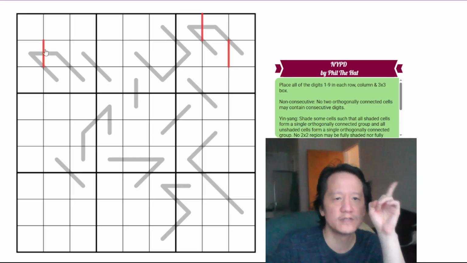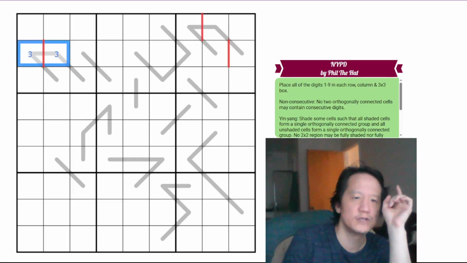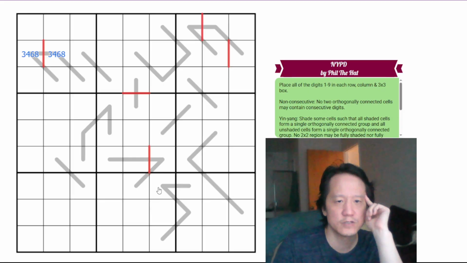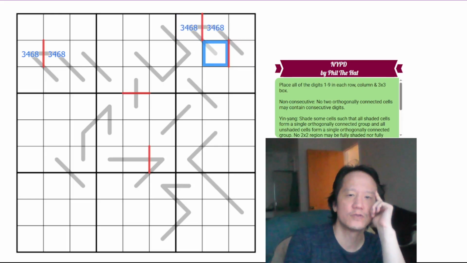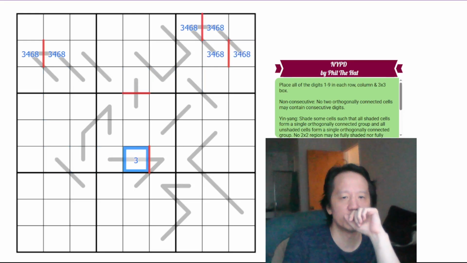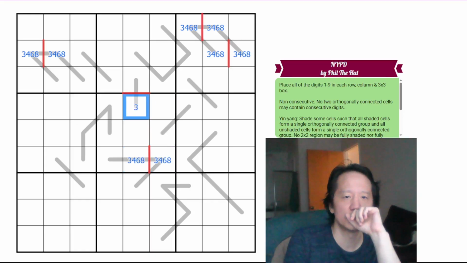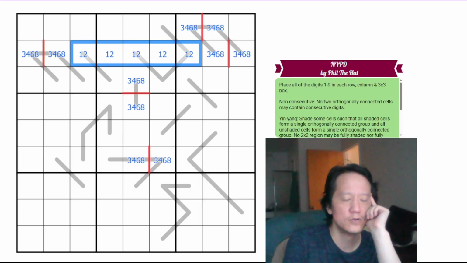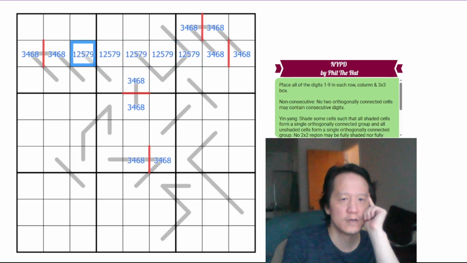You cannot have consecutive ones, so this must be 3, 6, or 4, 8, because 1 and 2 is not allowed. We also know, same here, this is restricted, this is restricted. So, this is 3, 4, 6, 8 here. This must be 3, 4, 6, 8, 3, 4, 6, 8. Therefore, the remaining digits here are 1, 2, 5, 7, 9.